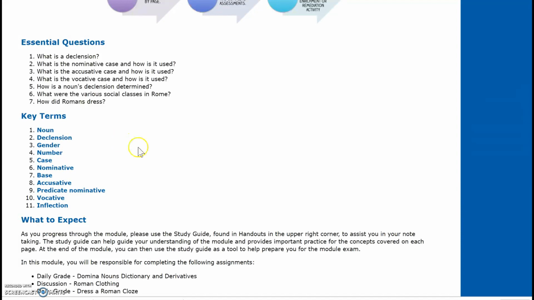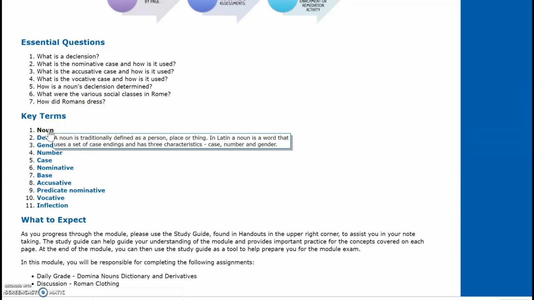This particular module is all about nouns. So we're going to be learning some of these words, and I'm just going to go over these with you quickly. A noun is the same definition as in English. It's person, place, or thing.